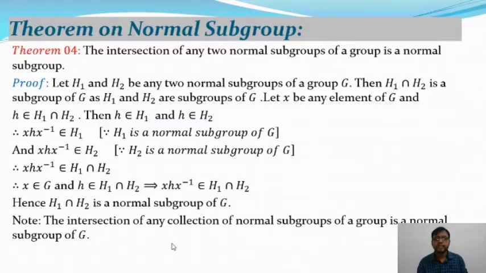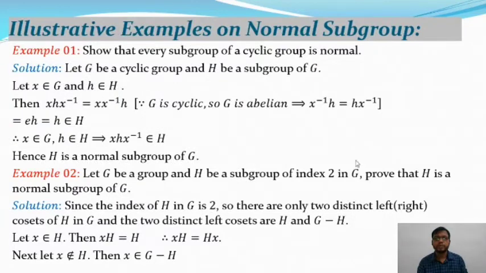After that we will discuss some related examples on normal subgroup. So here is the example. This is the first example: show that every subgroup of a cyclic group is normal.